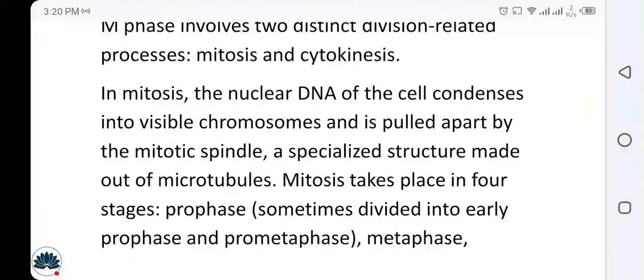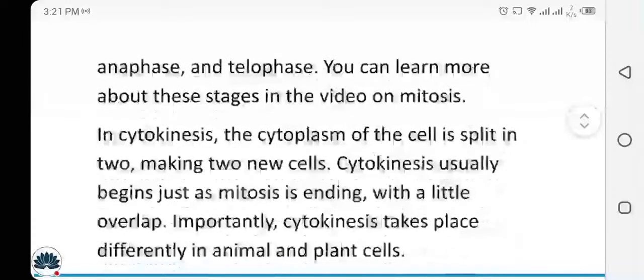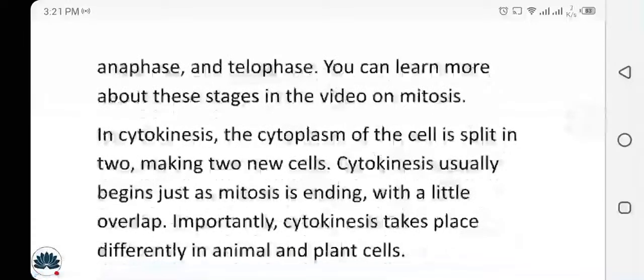And is pulled apart by the mitotic spindle. So the mitotic spindle is formed. How is it formed? It is formed by the centrosomes. By the centrosomes, the mitotic spindles are formed, which carry the visible chromosomes and pull them apart from each other so that the two daughter cells have identical chromosomes. The spindle is a specialized structure made out of microtubules. All right. You can learn more about these stages in the video of mitosis.